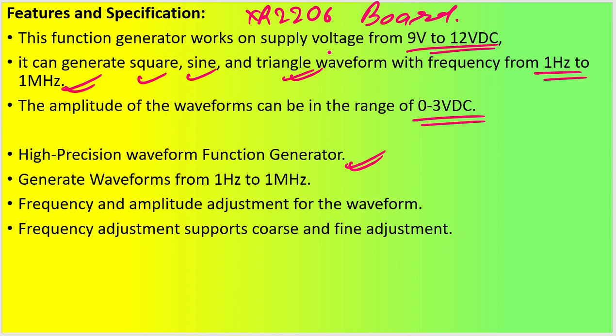And the function generator, as I already mentioned, can give you from 1 hertz to 1 megahertz. It can be used for frequency and amplitude adjustment of the waveform also. And as you can see, for frequency adjustment, it can support both coarse adjustment and fine adjustment. Fine adjustment means it can get you very close to your required parameters.